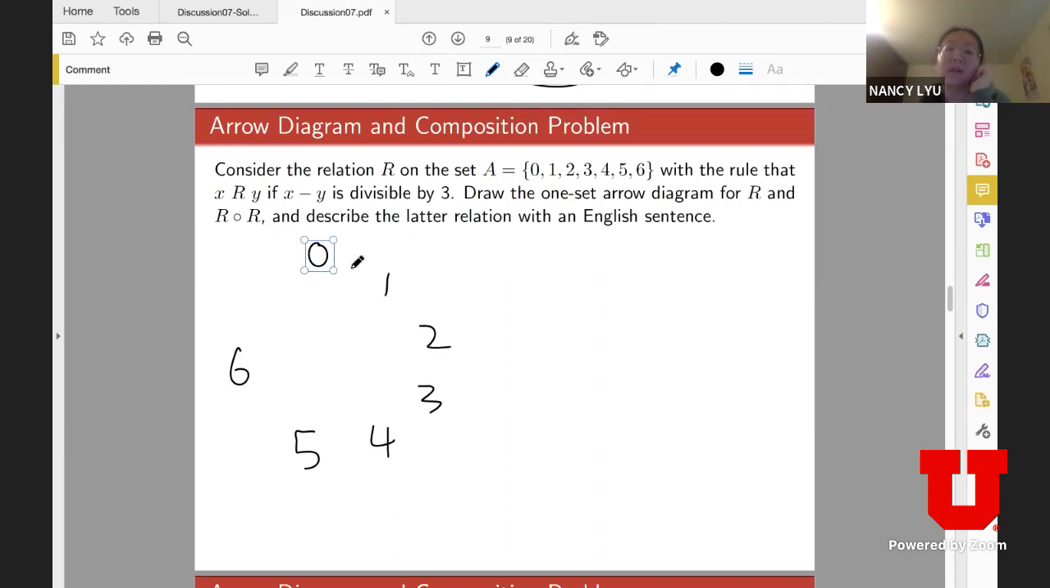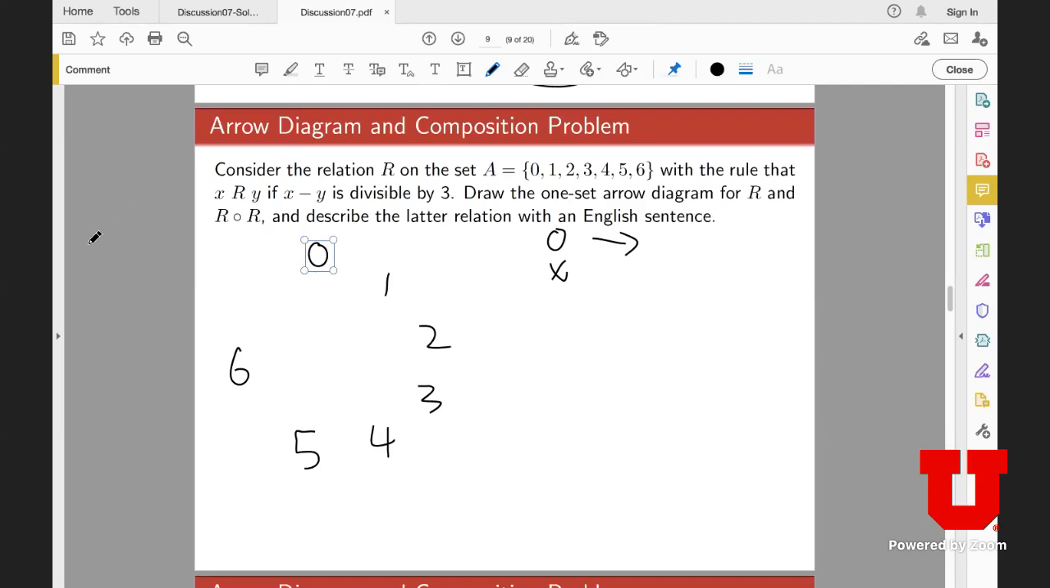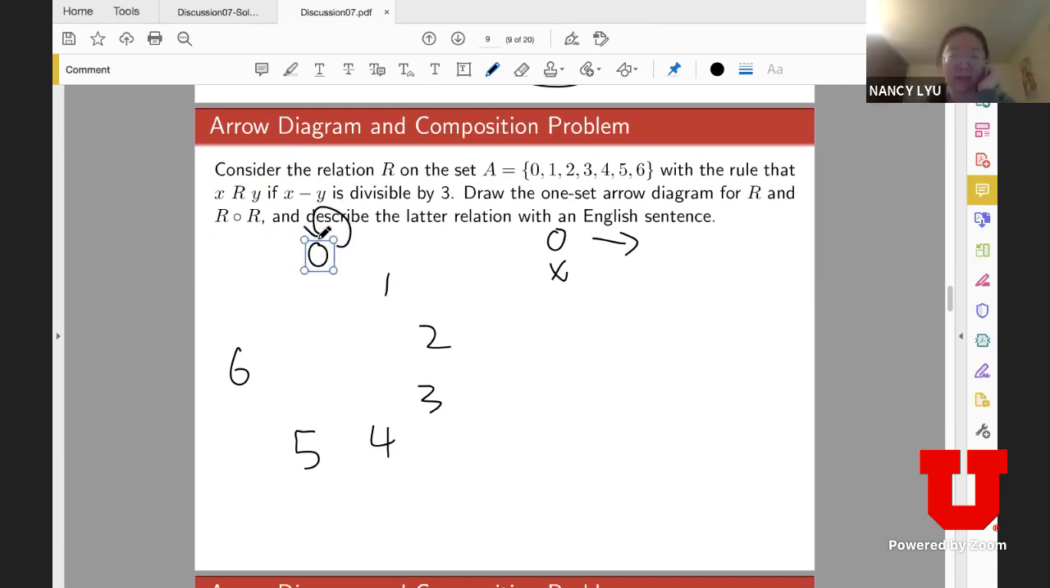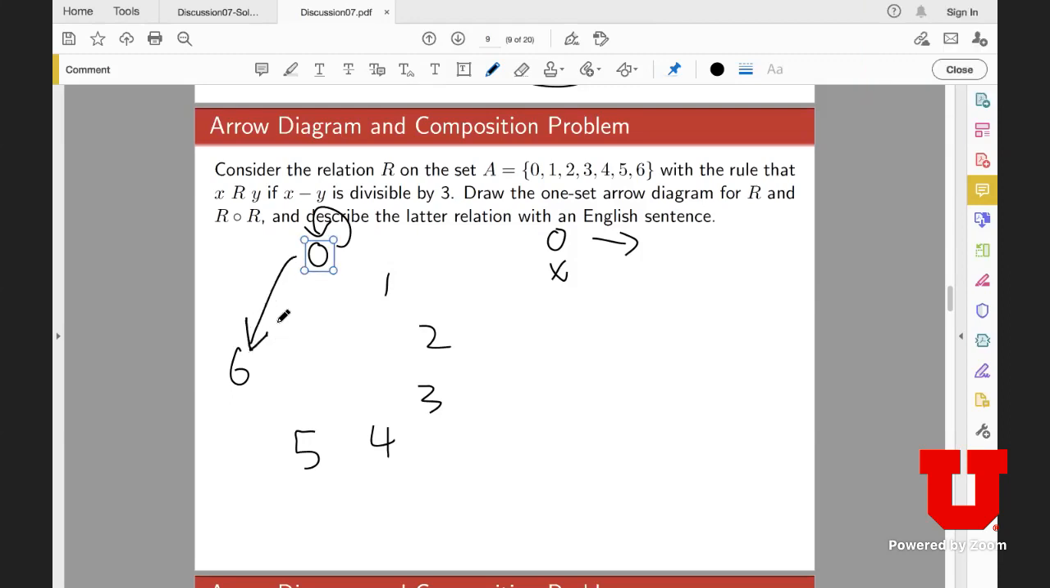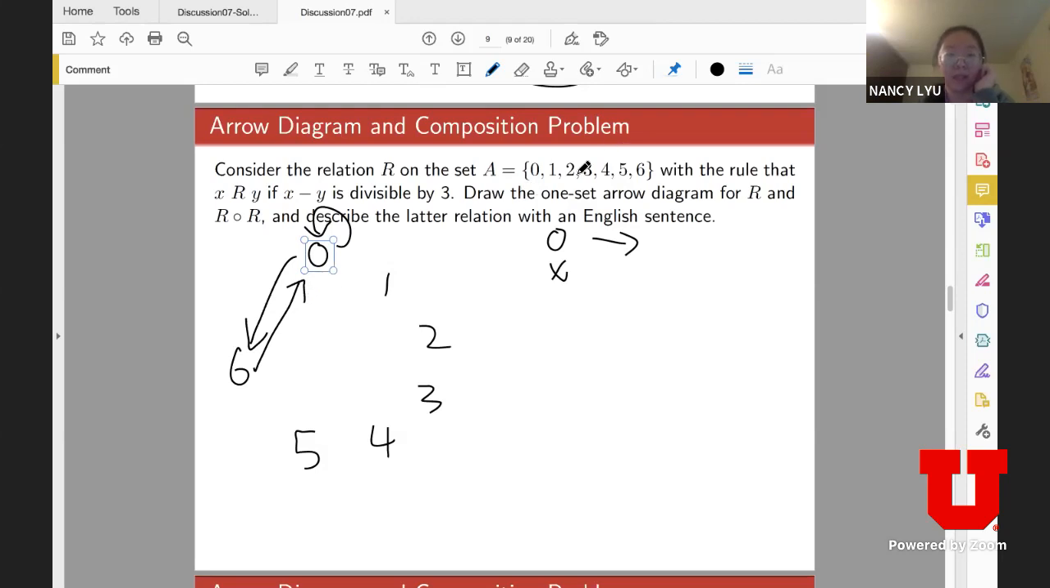So what number is 0 going to point to? Imagine you have 0 as x, and what number does it go to such that x minus y is divisible by 3? So itself, 3 and 6. Yes, that is correct. So it can go to 6, and as well, 6 can also go to 0. And 1 minus 1 is also 0, 2 minus 2 is also 0. So they all can go to themselves.